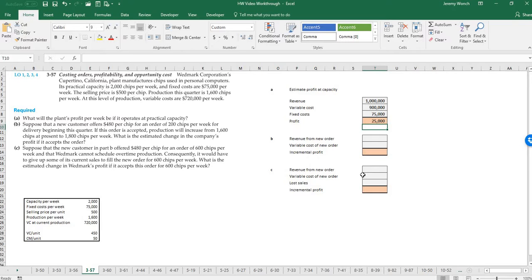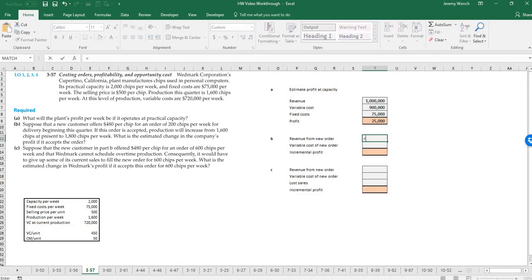Now in part B, it says, suppose we have a new customer come in and they offer to pay us $480 per chip instead of the $500 for an order of 200 chips per week. So if we're already operating at 1,600, we can move up from that production to 1,800, and we're still within our 2,000 chips of capacity. And so what will the profit be if we accept this order?